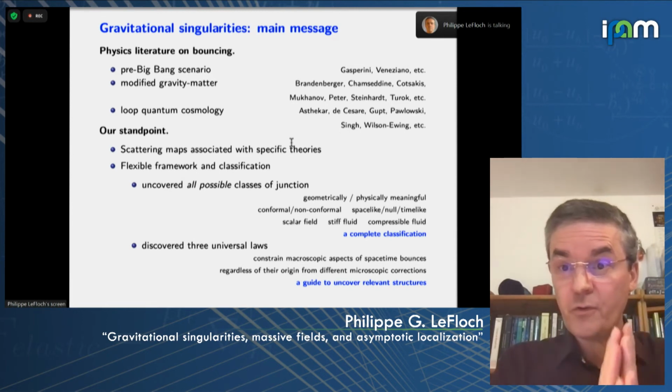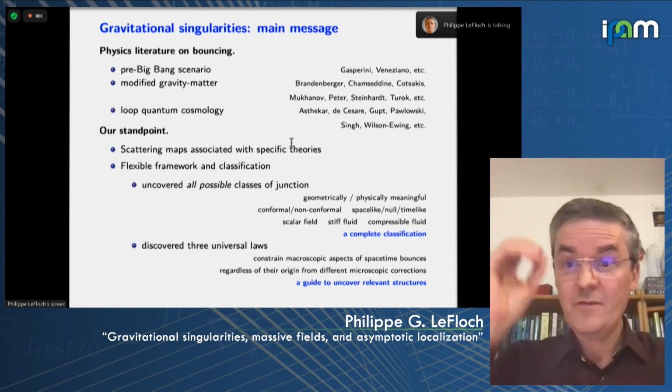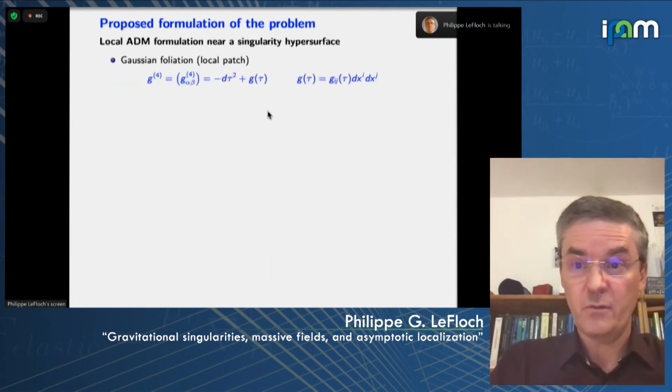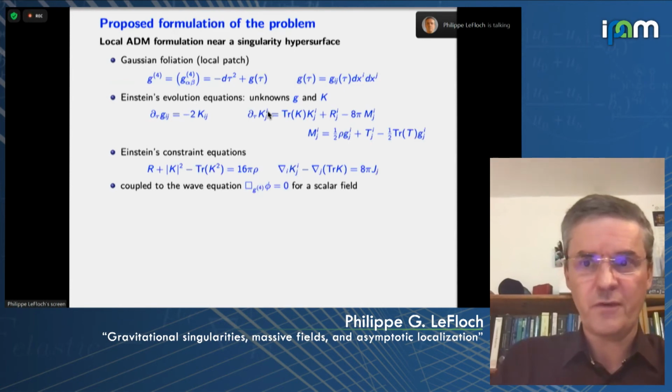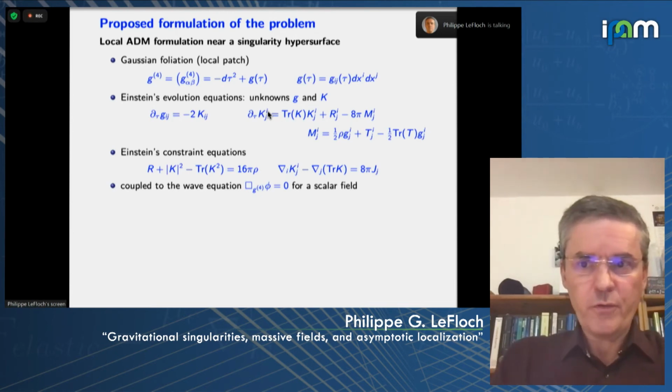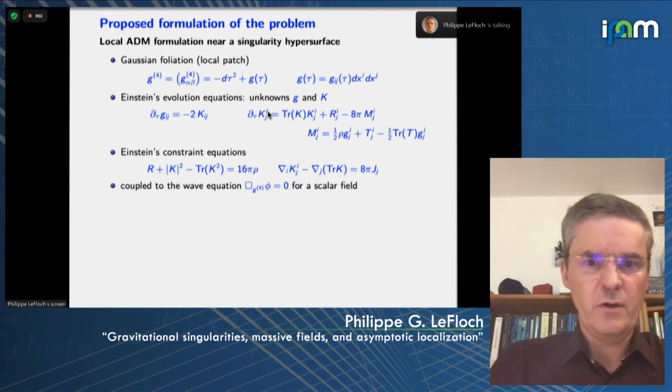So I'm really focusing on one question today, which is how you actually formulate the problem. And I believe that we have the right formulation and we can really carry all the physics that is relevant here. So I'm going now to show you more details about our junction conditions for gravitational singularities. And I'm going to do that by starting with ADM formulations that I guess everybody will know. We also write the constraints. And in fact, the constraints will be more important to us than the evolution equations.